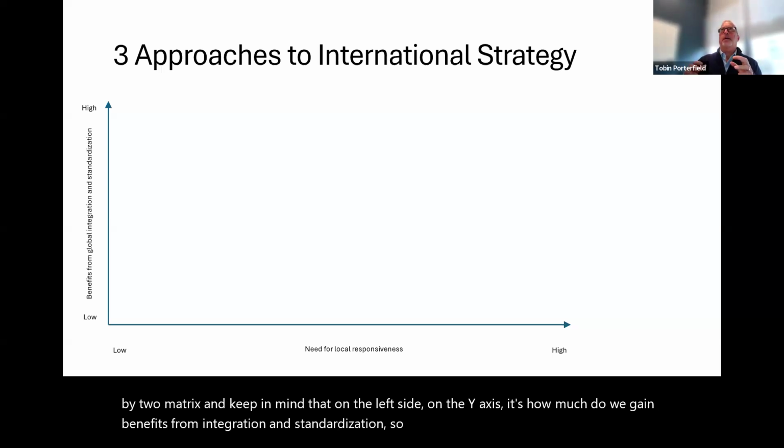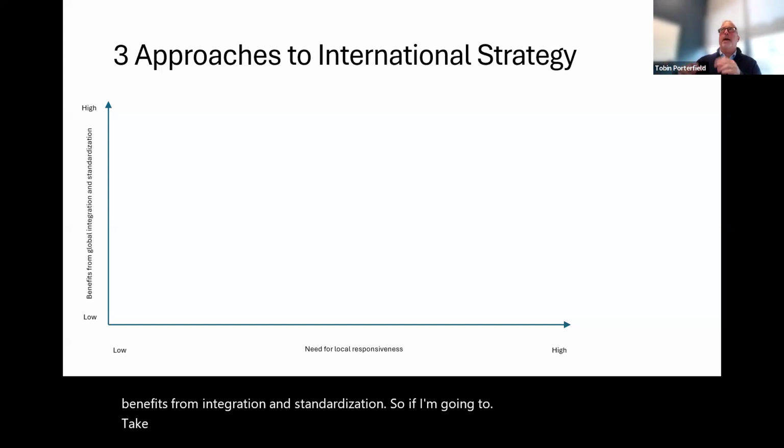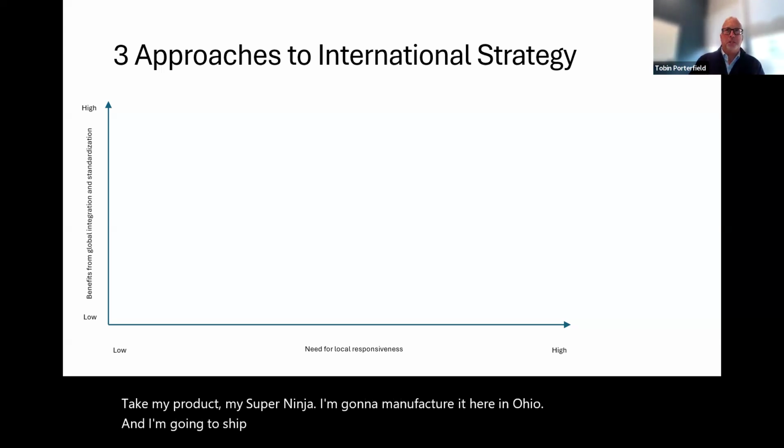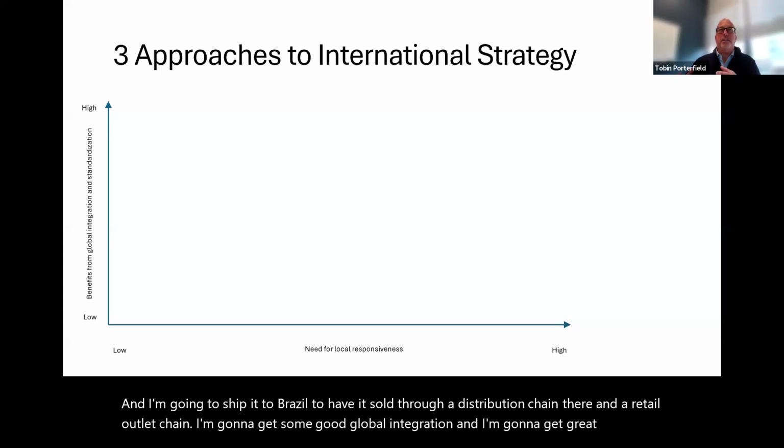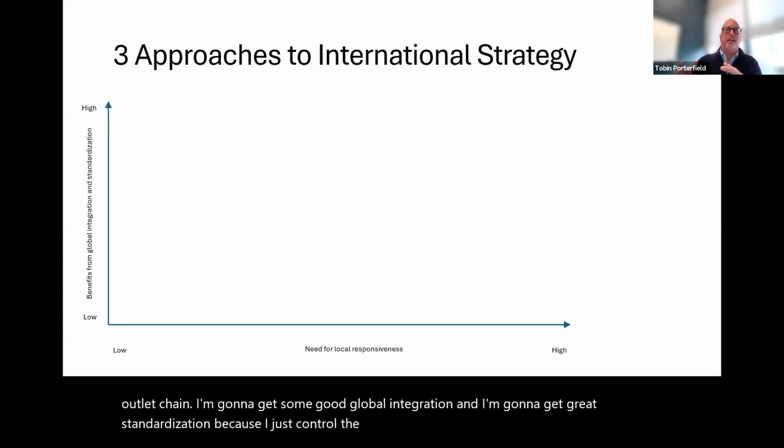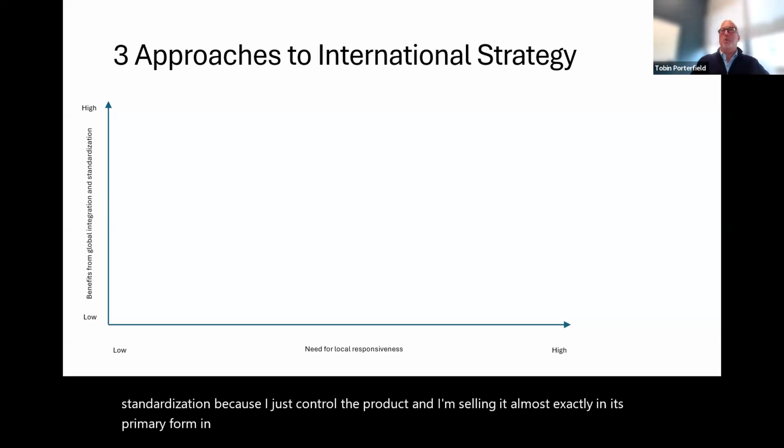So if I'm going to take my product, my Super Ninja, and manufacture it here in Ohio, and ship it to Brazil to have it sold through a distribution chain there and a retail outlet chain, I'm going to get some good global integration, and great standardization because I just controlled the product and I'm selling it almost exactly in its primary form in Brazil. So that's going to put me way high on the y-axis.